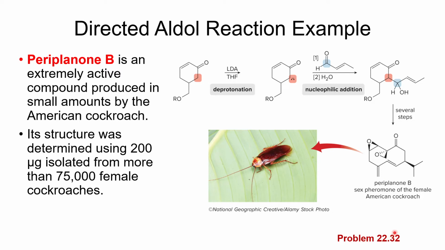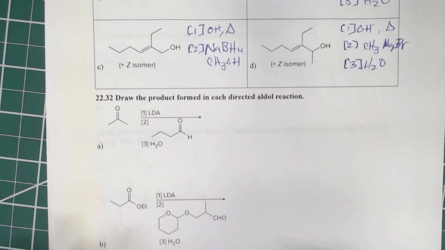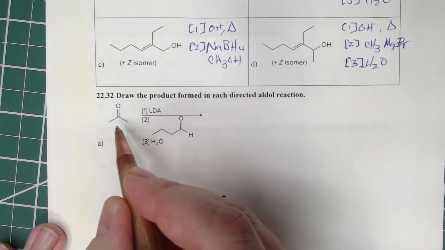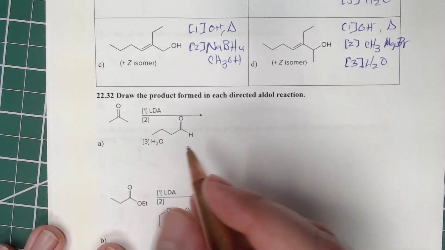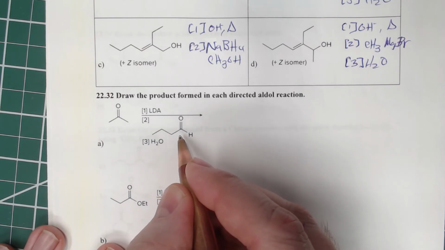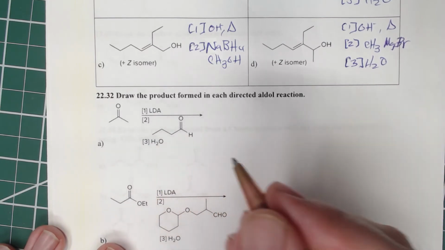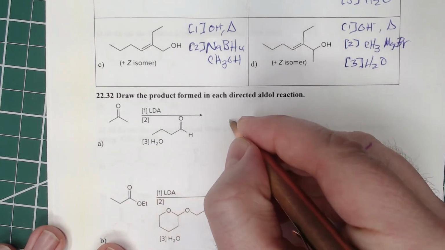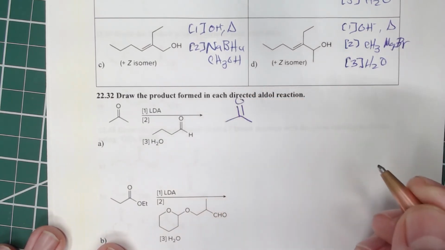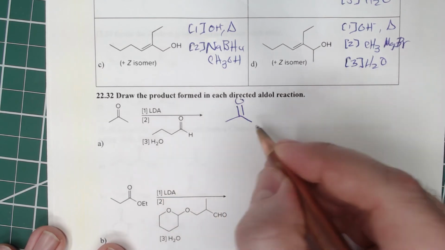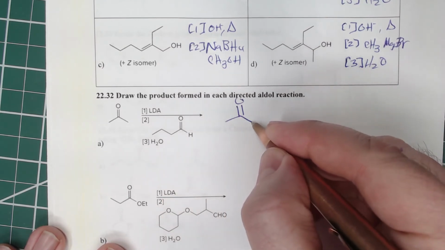So let's look at number 32, and we'll do some directed aldol reactions. So we'll switch over to our document camera here. We've got acetone, and so we're going to treat the acetone, deprotonate that, and we're going to react that acetone with this aldehyde. So the first thing I'm going to do is go ahead and draw the acetone, since we know that. And then we're going to draw our aldehyde.